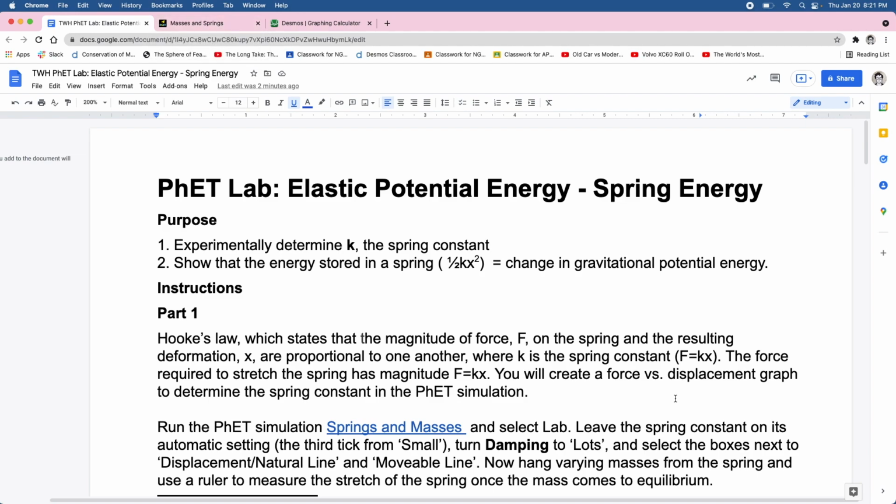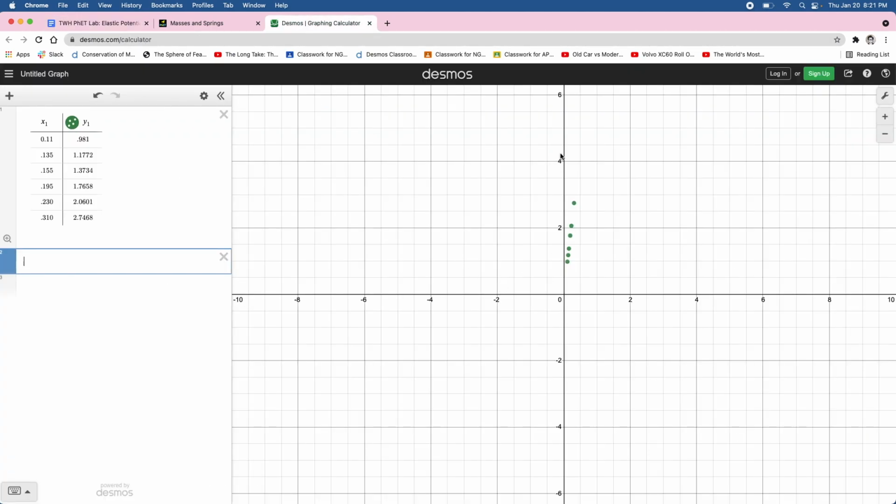I've already plotted my force and my displacement, so my y-axis can be thought of as my force values in newtons, and my x-axis as my displacement in meters. Now I simply want to know what the slope is if I created a line of best fit. To do that, you type in y1 is approximately m x1.